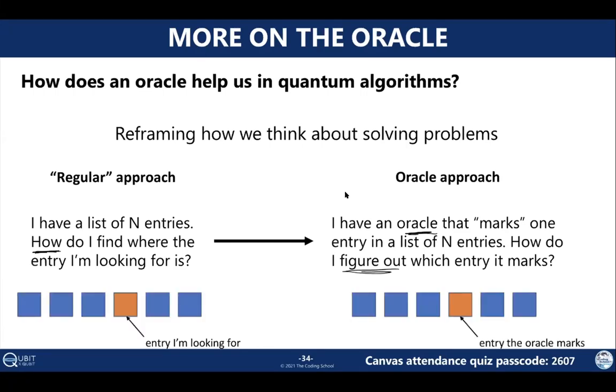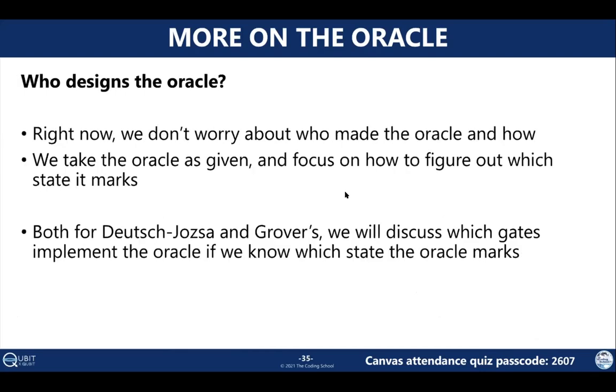So in this case, we have the entry we're looking for, which we've marked, but realistically, this should be more blue. If this was blue, we're just looking for this. It's secretly orange, but we don't actually know. It's not marked. It looks very, very blue. Meanwhile, the one the oracle marks is pretty easy to find comparatively because it has a different amplitude than the rest.